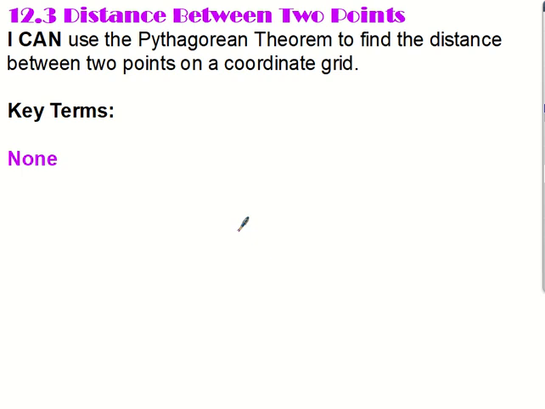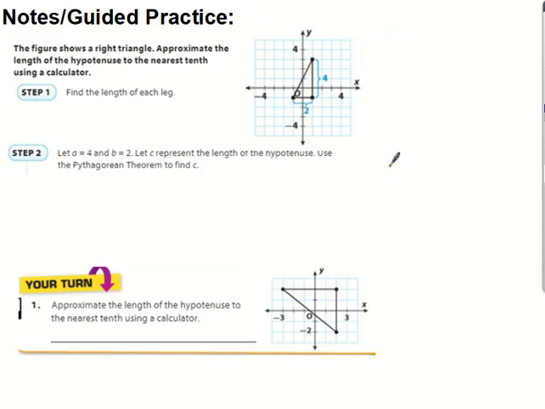We kind of looked at that on 12.2 when we were trying to prove if two triangles, remember that last problem on your 12.2 notes? So it's going to be similar to that. There's no key terms because everything we're talking about today we've talked about. We've talked about the Pythagorean theorem. We know what a coordinate grid is, so there's no new vocab for today, so that's kind of nice.